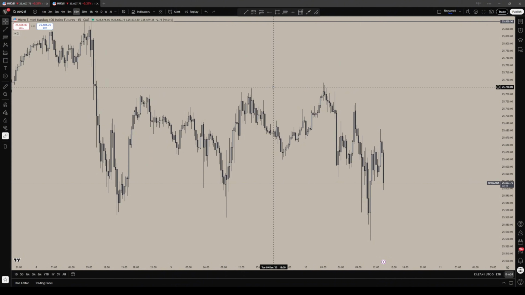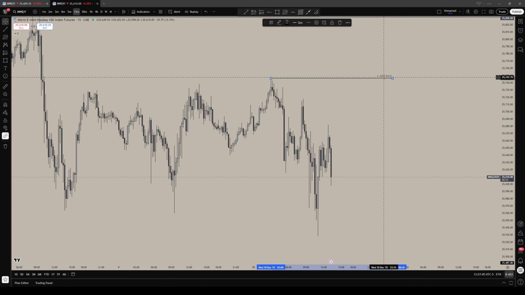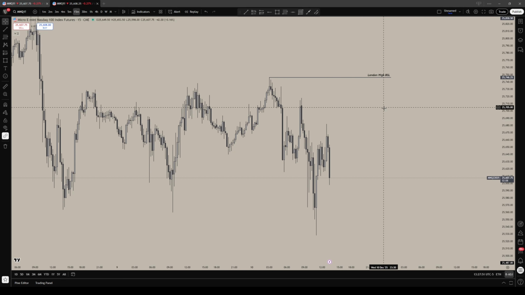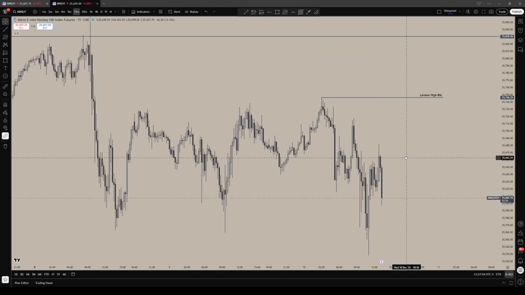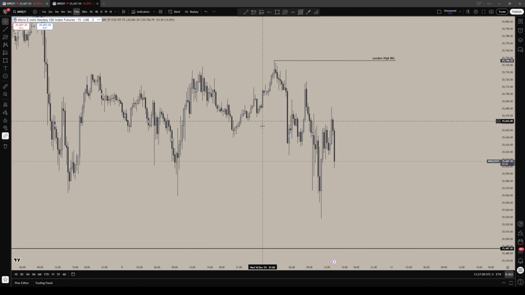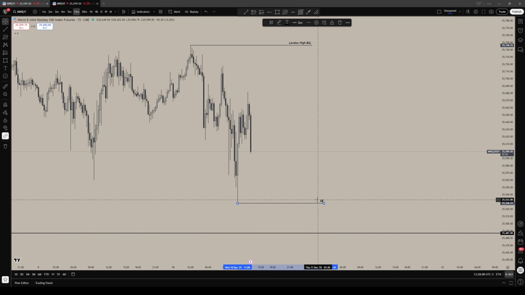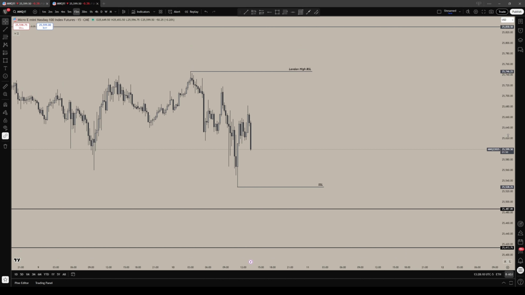So then you go on the 15 minute, and what you would do is mark out session highs. So we have London high buy side liquidity on the 15 minute. You also find any important fair value gaps, which we don't have any because we've been choppy, but I'll show you an example later. I would also mark out major points of sell side liquidity. So here we have New York AM low. I never really mark it like this. I'm just going to mark it sell side liquidity because we have FOMC coming up.